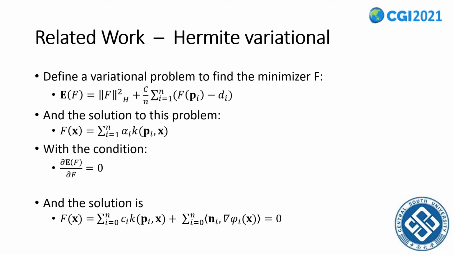Hermite variational implicit surface fitting was used for reconstruction. We know the definition of the variational problem and its conditions. H is a reproducing kernel Hilbert space with kernel function k. Thus, the size of the system becomes n times n again. In order to avoid solving the linear system, we designed a PIA method. Through the iteration, the result of this equation goes from approximate to exact step by step.